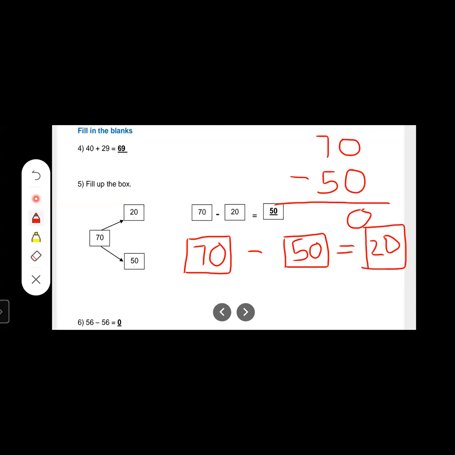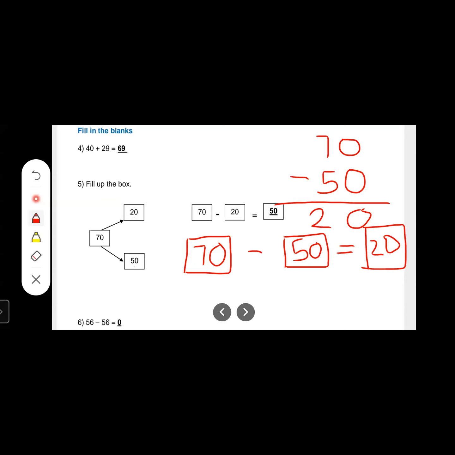Take out 5 fingers. Count before 7. 6, 5, 4, 3, 2. Let us count again. Everybody will use their fingers for counting. Count before 7, 6, 5, 4, 3, 2. Answer is 2. 7 minus 5 is equals to 2.